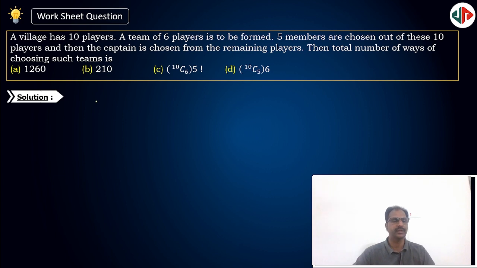Next, a village has 10 players. A team of 6 players is to be formed. So out of 10 we have to select a team of 6. 5 members are chosen out of these 10 players and then the captain is chosen from the remaining players. So first you have to select 5 members from 10, which can be done in 10C5 ways. And from the remaining 5 players, you have to select one captain, which can be done in 5C1 ways. So 10C5 into 5C1.